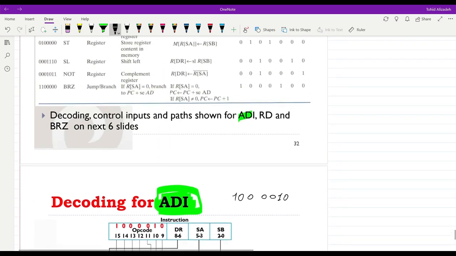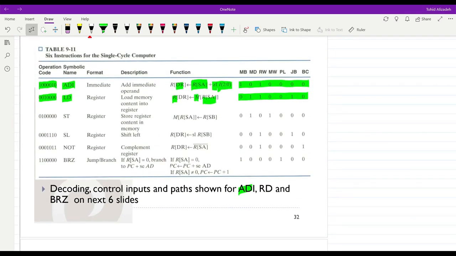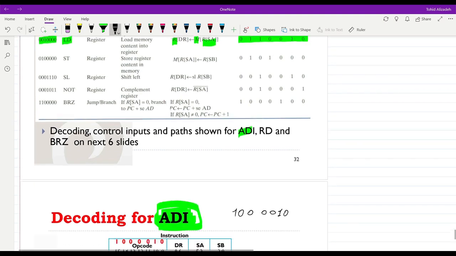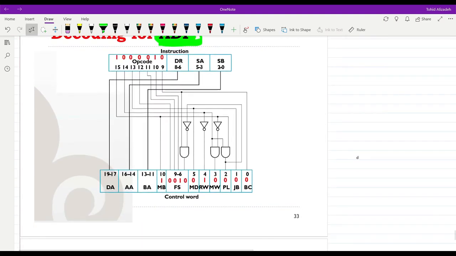Okay, we can also see it here. For the add immediate, we have it given here. Okay, and then based on the instruction decoder that we have here, we will have the control bits determined. So MB, MD, RW, MW, PL, JB, and BC are given using the instruction decoder as 10100000. Okay, then you can also see them here.